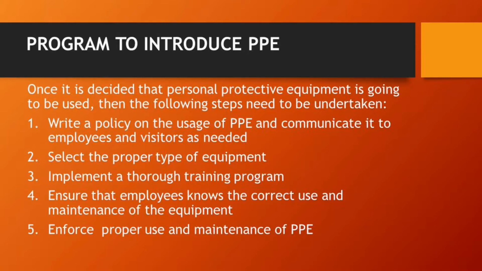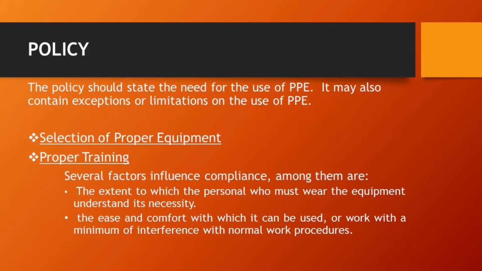Number 3, implement a training program. Number 4, ensure that employees know the correct use and maintenance of the equipment. Number 5, enforce proper use and maintenance of PPE. The policy should state the need for the use of PPE. It may also contain exemptions or limitations on the use of PPE.